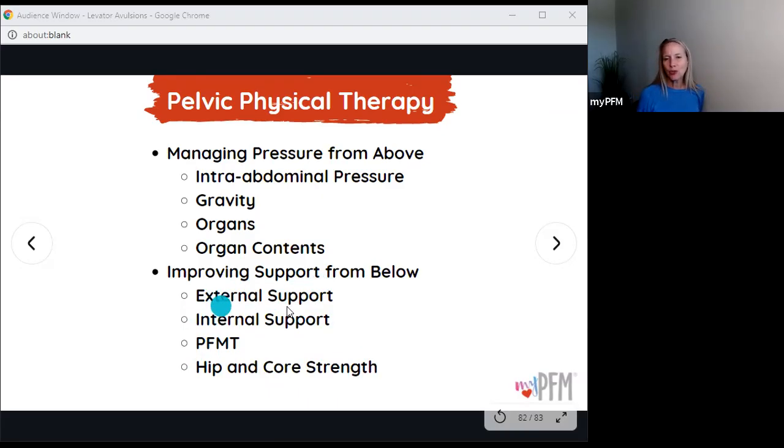I'll dive into external support and internal support here. So external support is basically supplementing support from below. That might be wearing a pair of Spanx, or wearing what's called a femjock, kind of prolapse panties, or using some of these other shorts that have built-in perineal support. And so you're lifting that perineum from below. You're giving a lift to help counteract those forces from above. So that's the concept of external support.